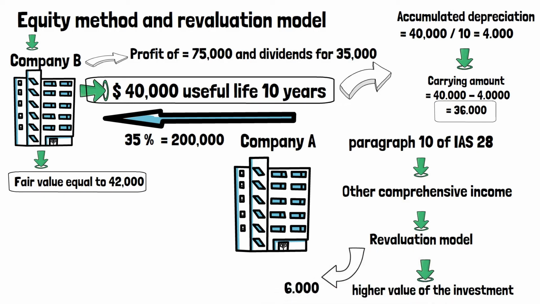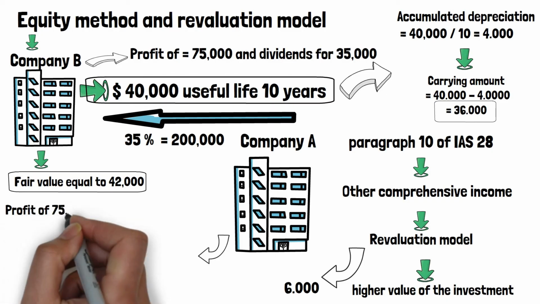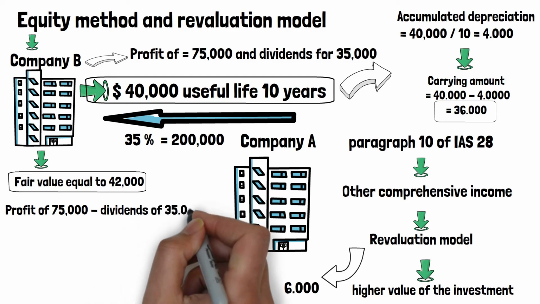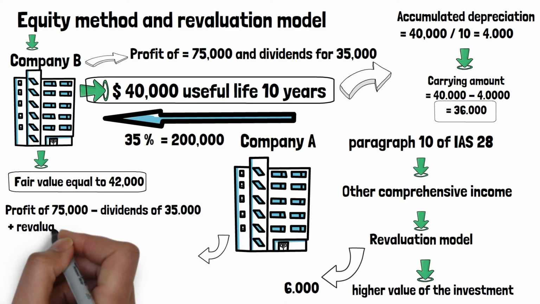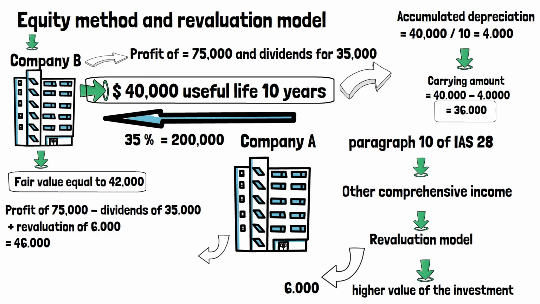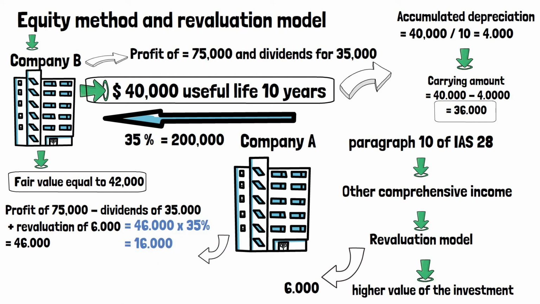Now we will calculate the carrying amount of the investment using the equity method. So, the profit generated in year 1 by Entity B is 75,000. On the other hand, the reported dividends are equal to 35,000, and the revaluation generated is 6,000. This gives a total balance of 46,000. Now we must obtain the proportion of this balance according to the interest of Company A in Entity B. In other words, 35% of 46,000. This gives a result of 16,100.